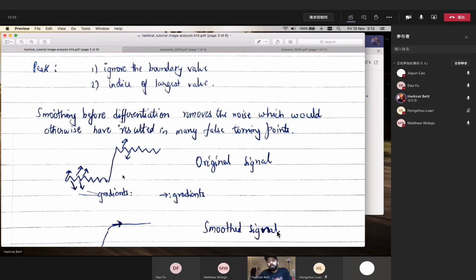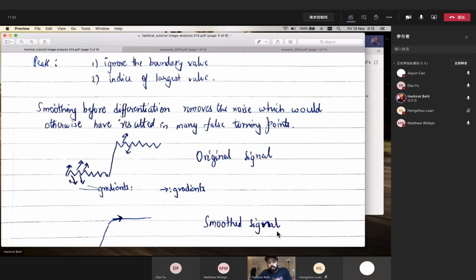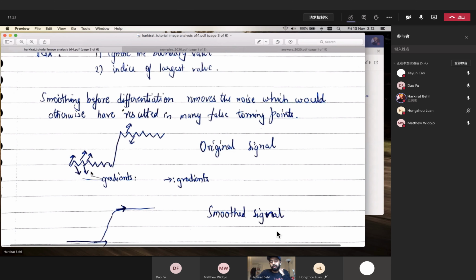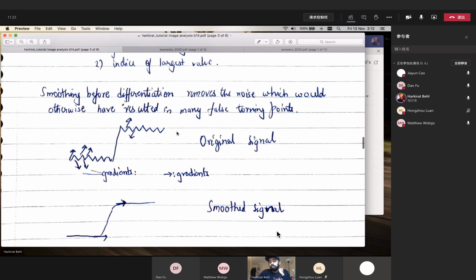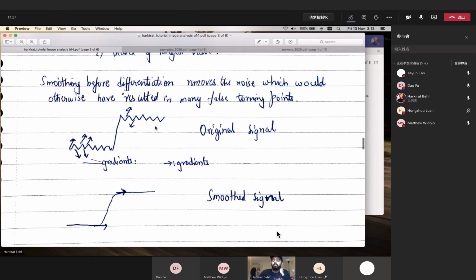So if I directly take the gradient of this one, at this point it is pointing upwards, at this point the gradient will point downwards, then upwards, then downwards. So the gradient will show a lot of turning points. These are known as turning points, where the direction of the gradient, basically the sign of the gradient, changes. The gradient is positive, the gradient is negative, and we'll have a lot of false turning points, and similarly on this side as well.